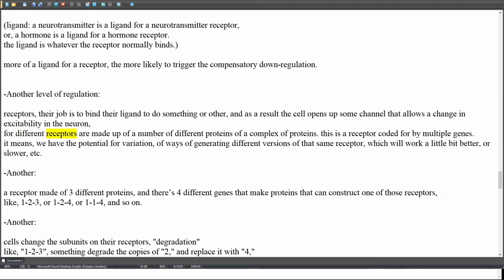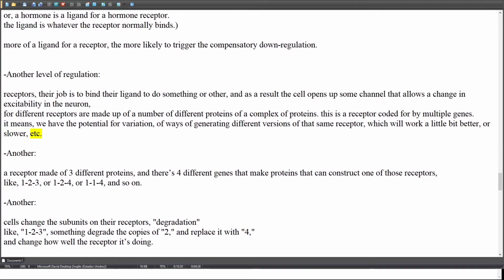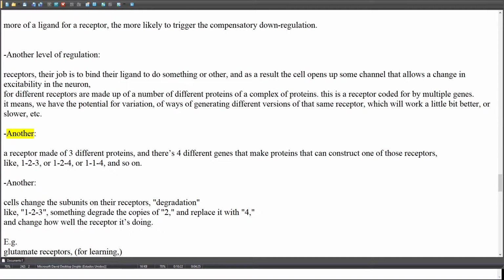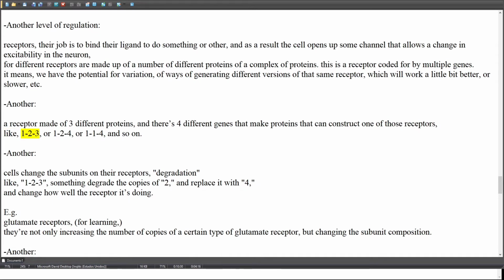4 different receptors are made up of a number of different proteins, a complex of proteins. This is a receptor coded for by multiple genes. It means we have the potential for variation, of ways of generating different versions of that same receptor, which will work a little bit better, or slower, etc. Another: a receptor made of 3 different proteins, and there are 4 different genes that make proteins that can construct one of those receptors. Like 1-2-3, or 1-2-4, or 1-1-4, and so on.